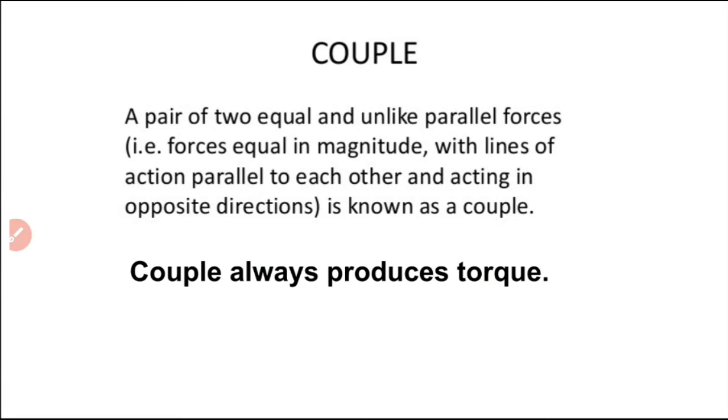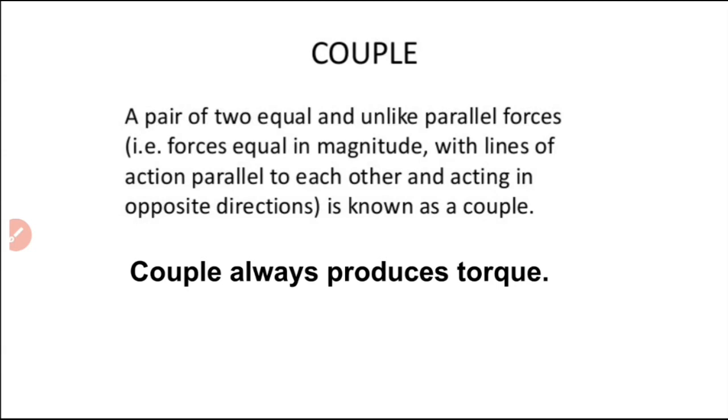So such a pair of forces is called a couple. So a couple means a pair of equal and unlike parallel forces. That's what we mean by couple. And what is the peculiarity of that couple? Their lines of action do not coincide. So two equal and opposite forces whose lines of action do not coincide constitute a couple. And what to do with this couple? This couple always produces a torque.